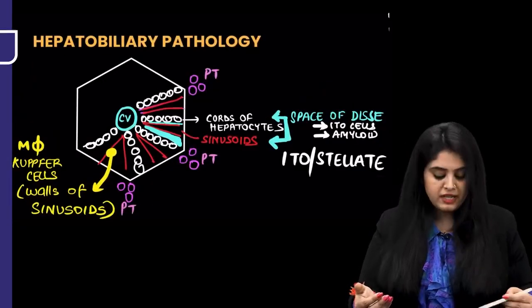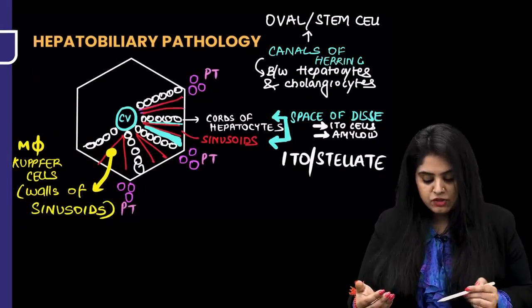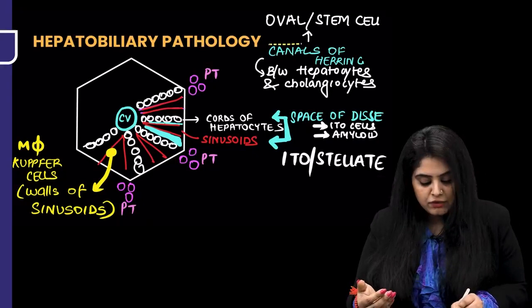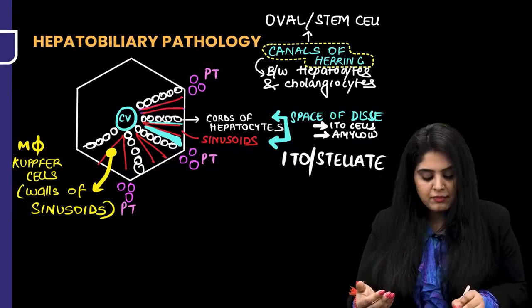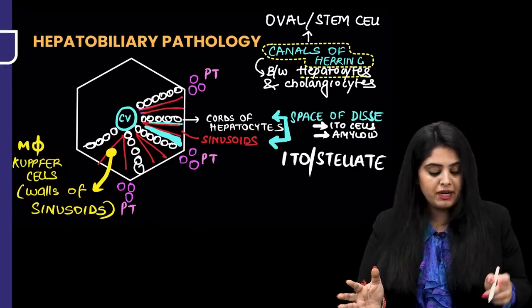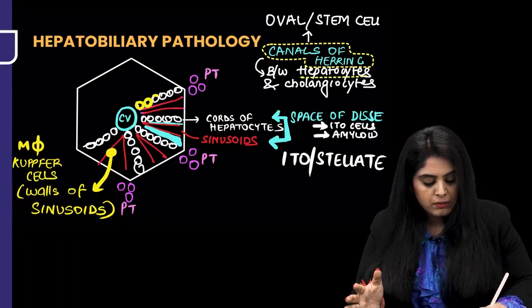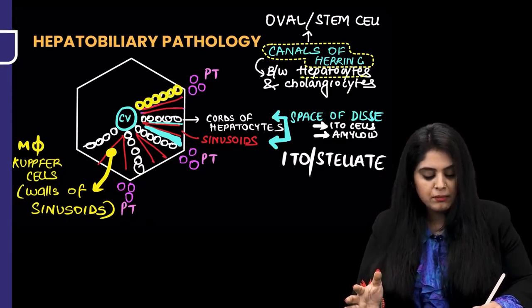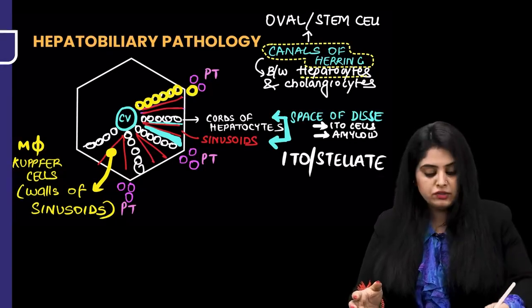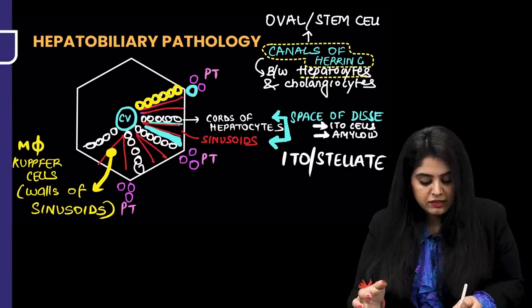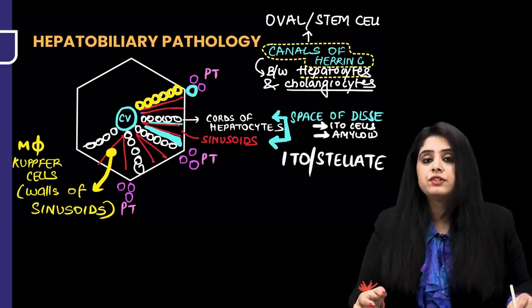What other space do we have? There is another space, guys, which is very famously known as the canals of Hering. What is the canals of Hering? Firstly, you will say, ma'am, you are only focusing on hepatocytes. But what about the bile duct cells? What are bile duct cells? Cholangiocytes. Why are you not focusing on the bile duct? How will the hepatocytes and the cholangiocytes interact with each other?